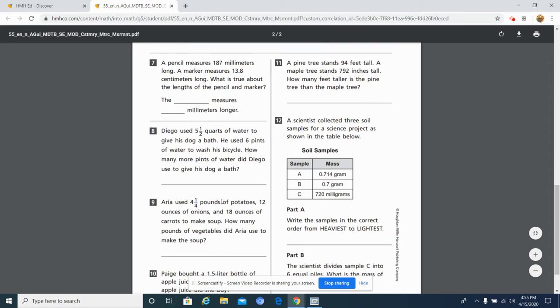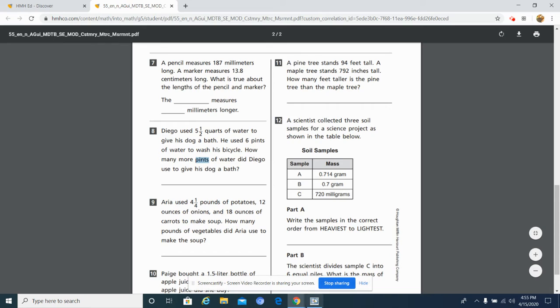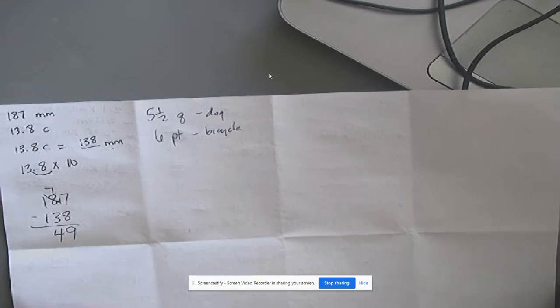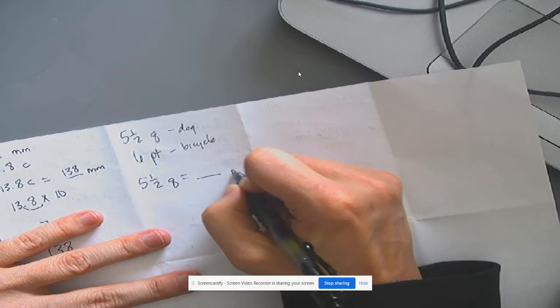Awesome. Okay, number 8, Diego used 5.5 quarts of water to give his dog a bath. He used 6 pints of water to wash his bicycle. I better put dog, bicycle. How many more pints of water did Diego use to give his dog a bath? So we know that how many more tells us what? We're going to have to subtract. But we've got to change this quarts into pints because it asks us how many more pints. Okay, so coming back here, we need to make 5.5 quarts equals how many pints?